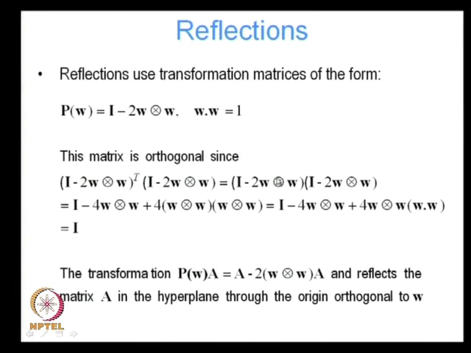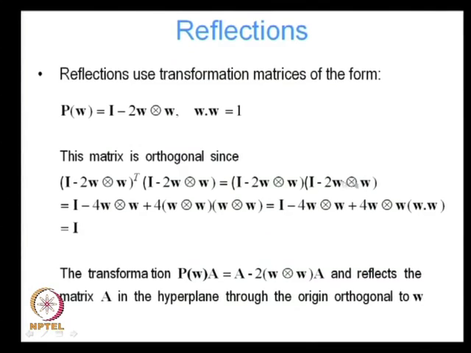You can just see that if we take this, the first term is going to be I, the second term is going to be 4 W outer product W operating on W outer product W, and this is going to give me minus 2 W outer product W operating on I.